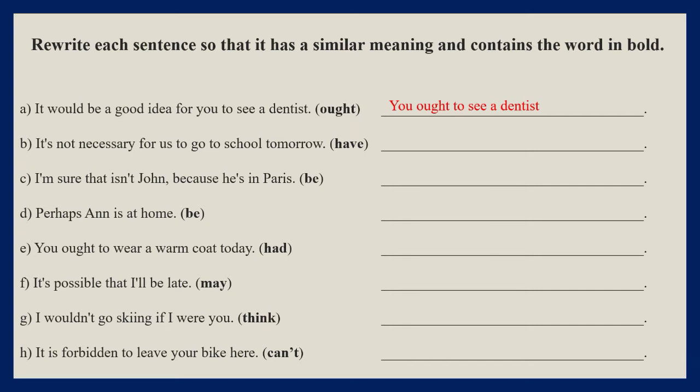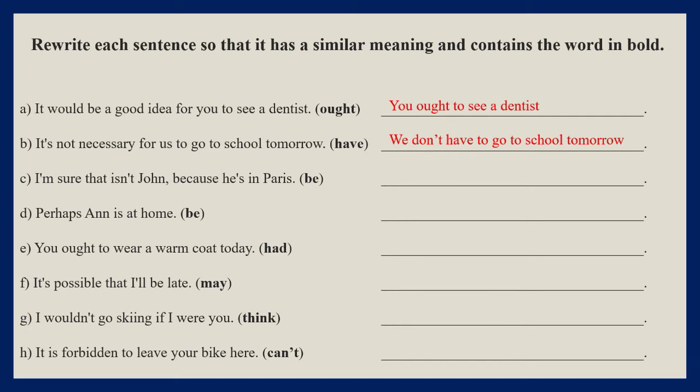B. It's not necessary for us to go to school tomorrow. In here we are expressing a lack of obligation or something which is up to your own choice. We don't have to go to school tomorrow. We use don't have to for this purpose.